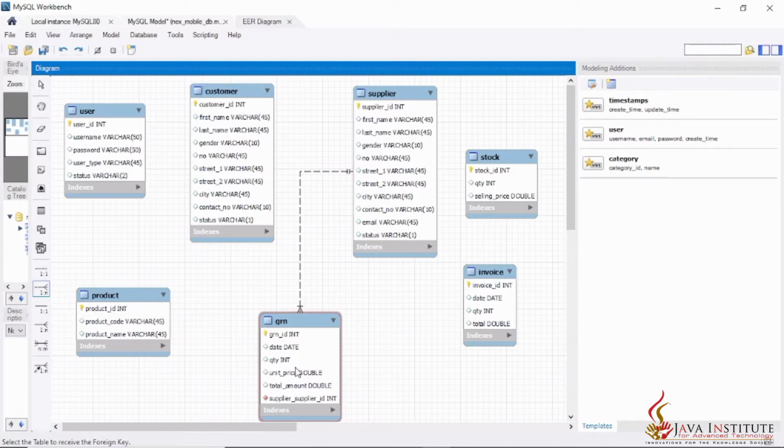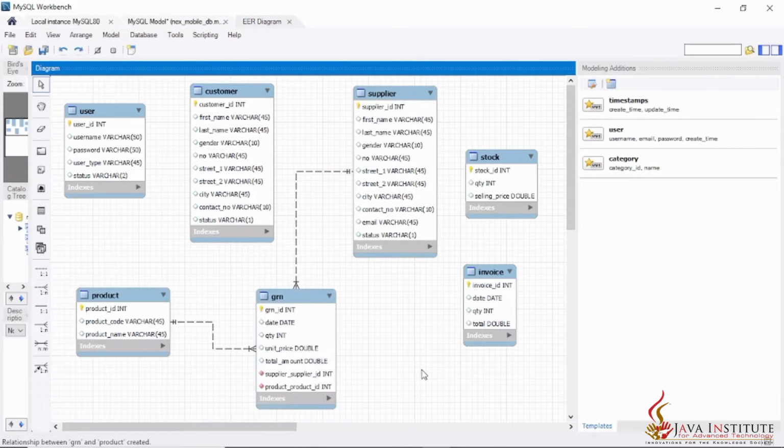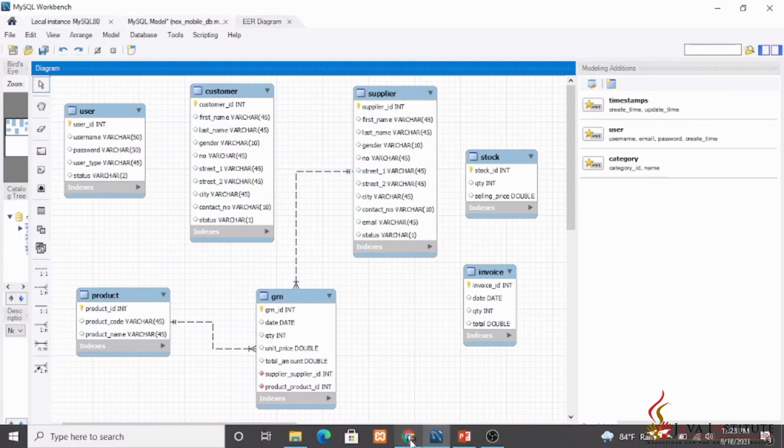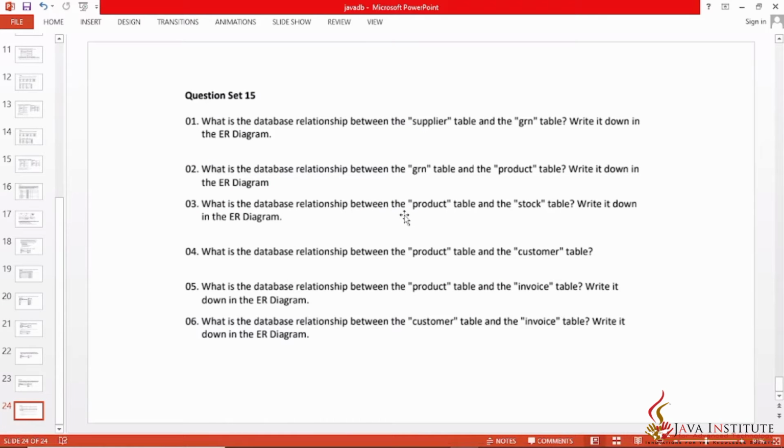So I am clicking the many table first and then the one table. This is the way I have created the relationships between the supplier table and the GRN table, and also the product table and the GRN table. Let's look at the next sub-question. What is the database relationship between the product table and the stock table? Write it down in the ER diagram.